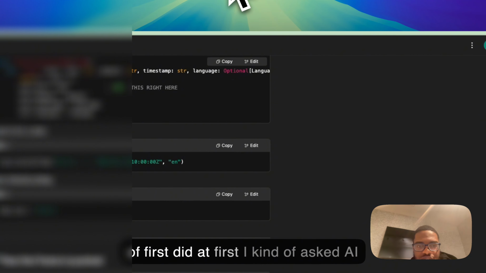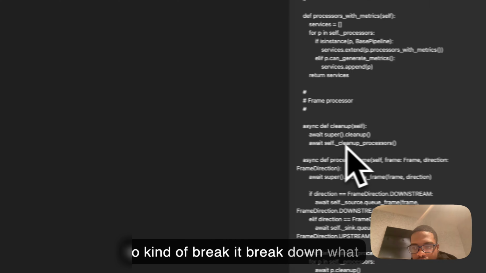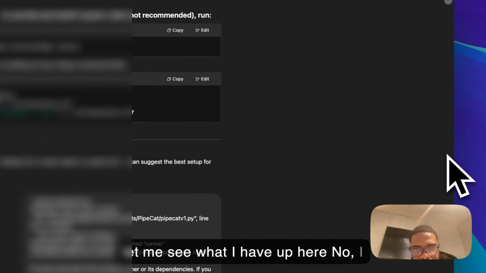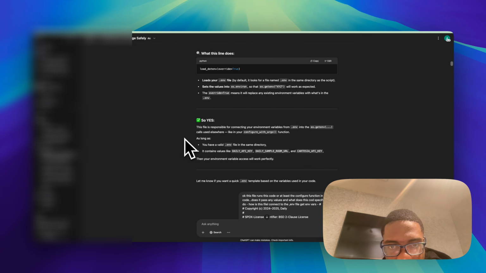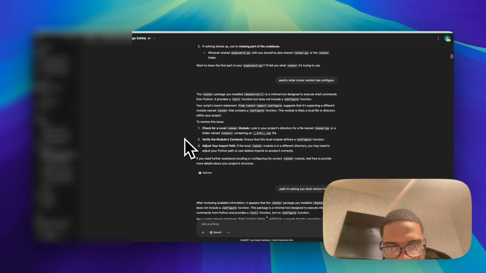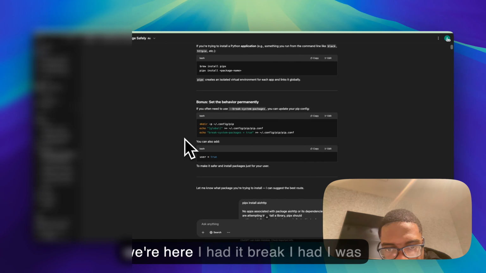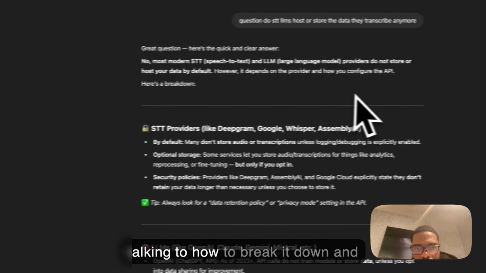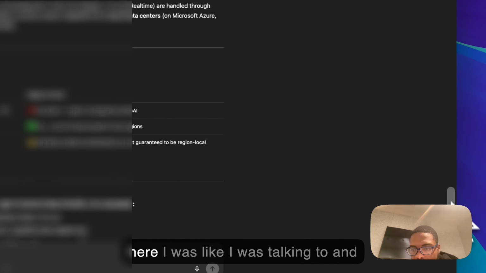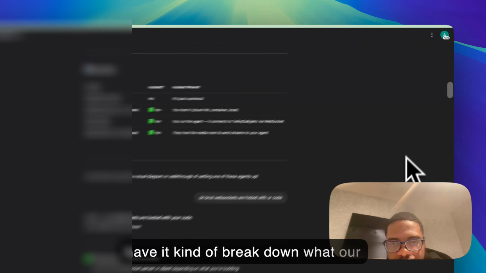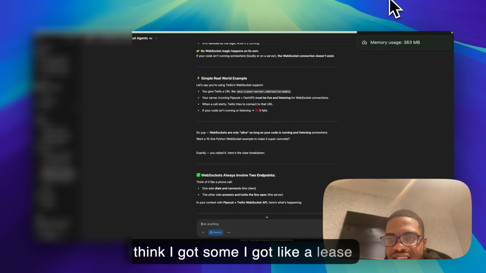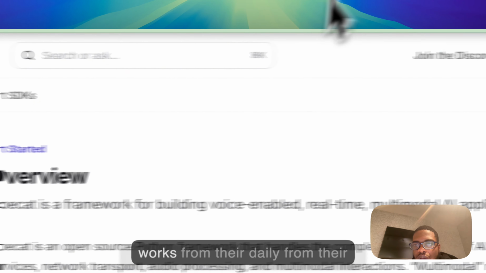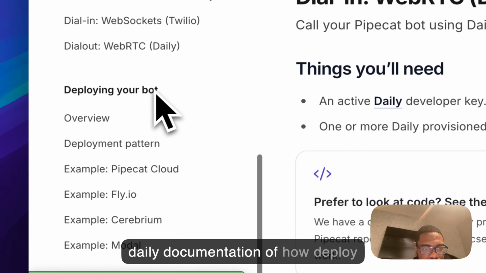I think that's what I first did. I asked AI to break down what WebSockets and WebRTCs are, pretty much. I think I got at least an idea or concept of how it works from Daily's documentation on how to deploy this thing.